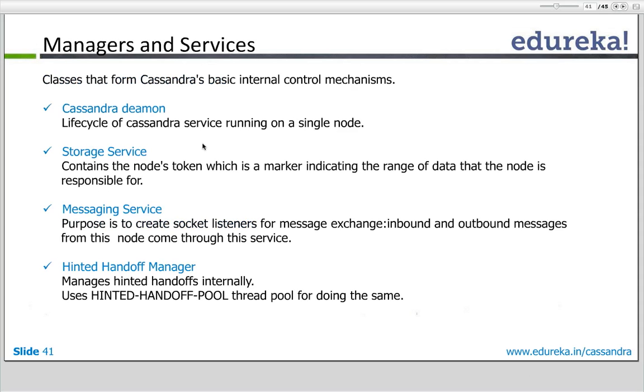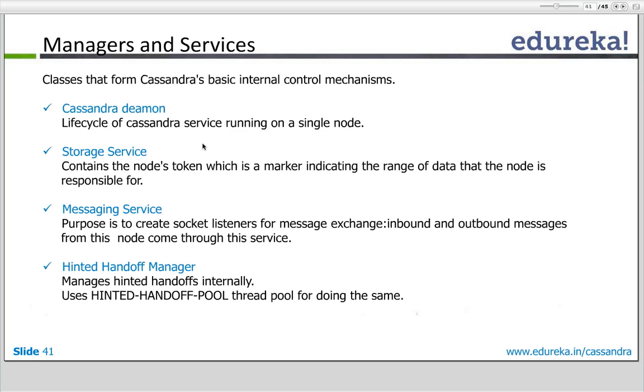Now coming to the different managers and services running on Cassandra, there is something called the Cassandra daemon running. When we start a single node by saying cassandra -f, it starts a Cassandra daemon, the Cassandra service, on that node. That daemon will control the life cycle of the Cassandra service. The overall Cassandra operation will be controlled by that daemon.